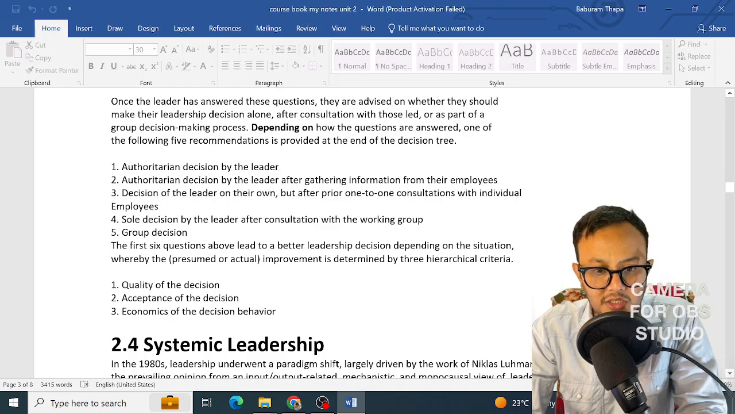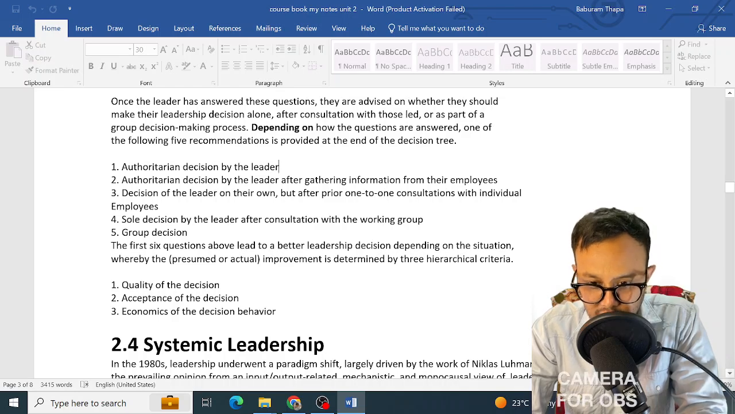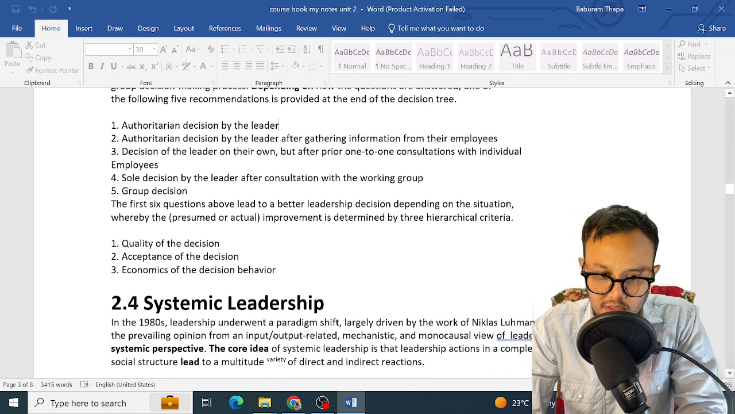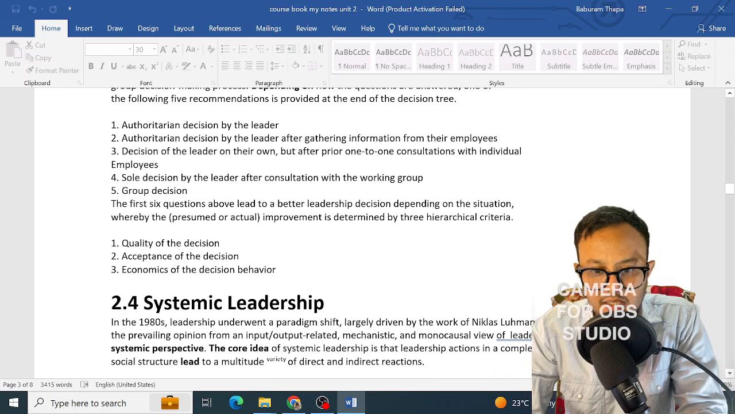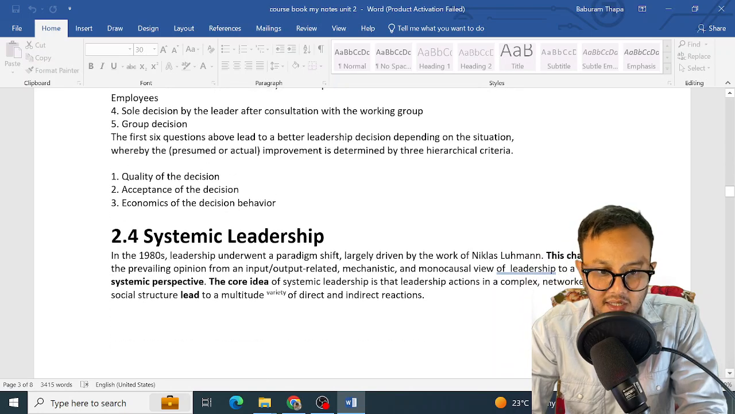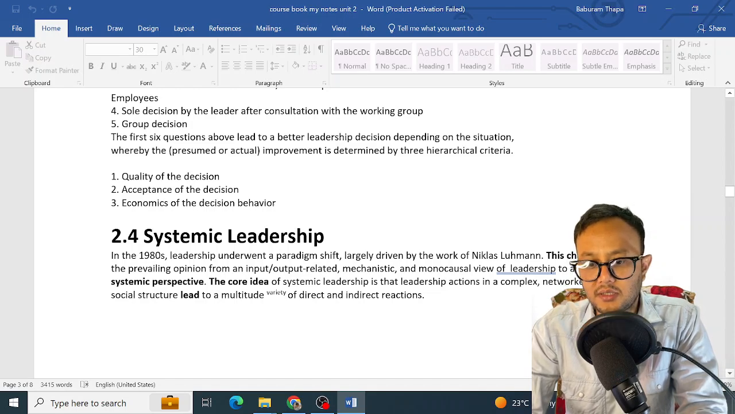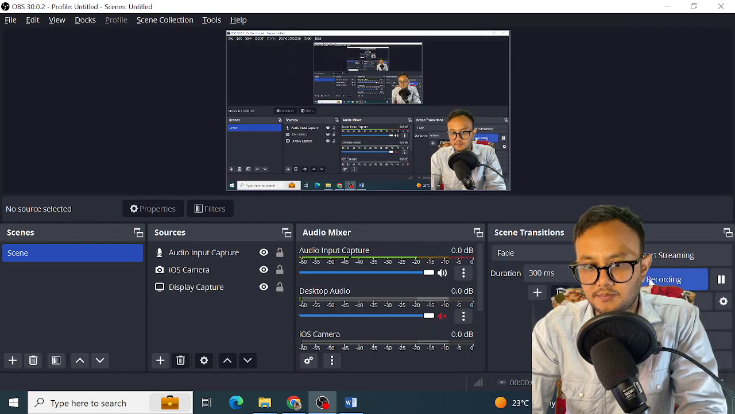The six questions above lead to a better leadership decision depending on the situation, whereby the improvement is determined by three hierarchical criteria. What are those criteria? Quality of the decision, acceptance of the decision, and economics of the decision behavior. Systematic leadership style will be seen in the next lecture.